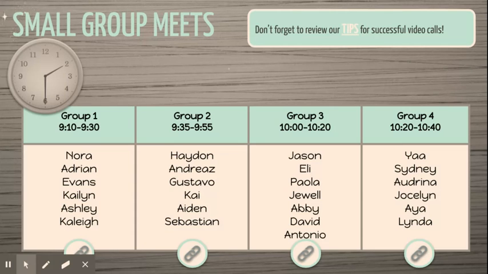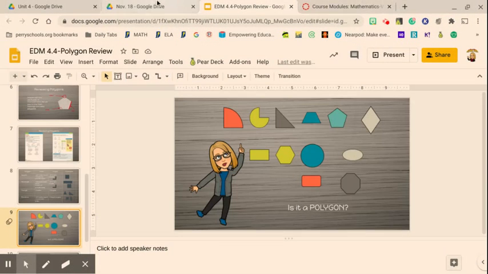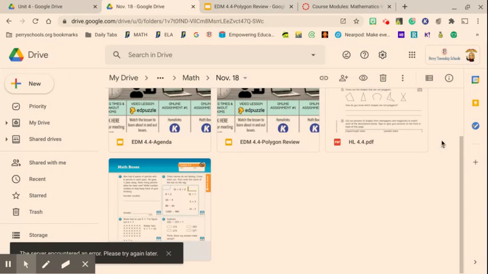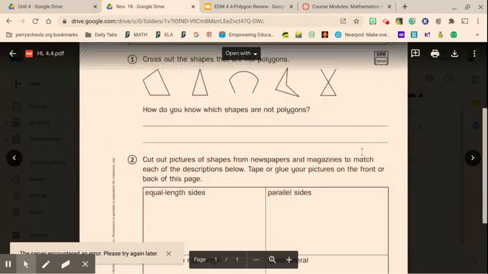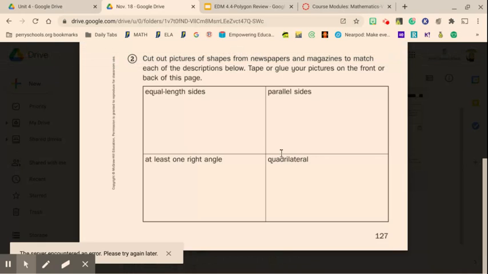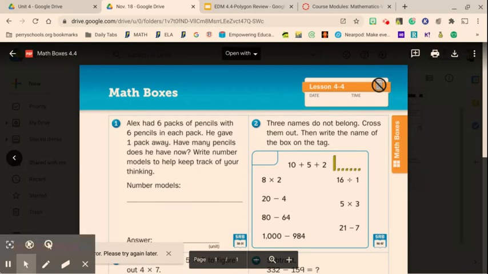Your assignment is to do the home link. On the home link, you have a bottom part that says to cut out shapes from a newspaper. Obviously, you can't cut out shapes, but what I do want you to do is to either draw them or use the shape tool in Cami to make those shapes in there. After that, you will have your math boxes, and then I want you to do some extra math to practice your math facts. Bye, guys.